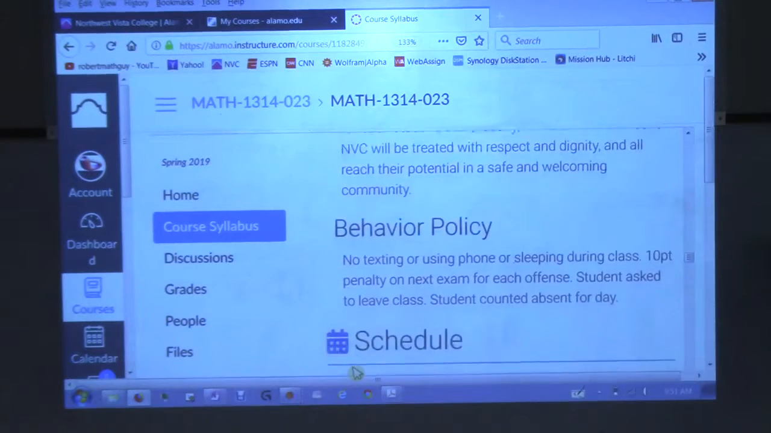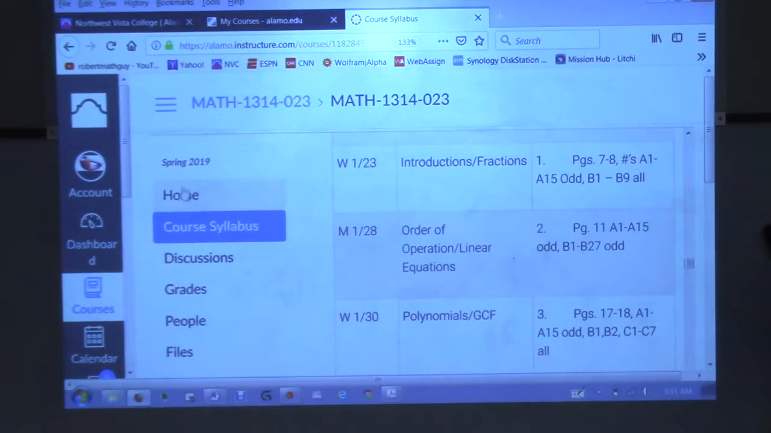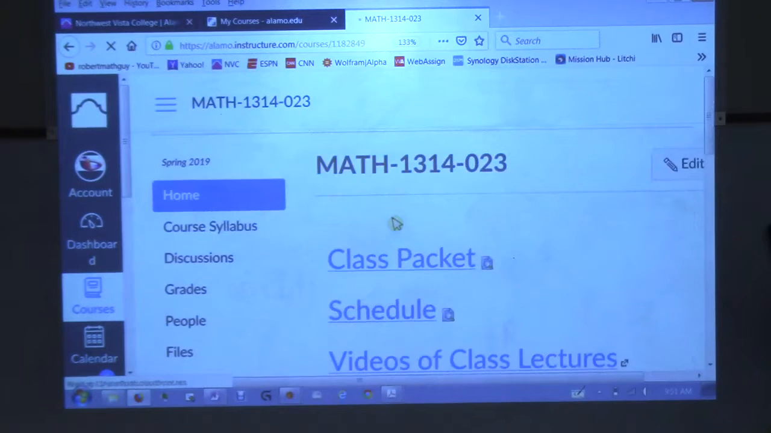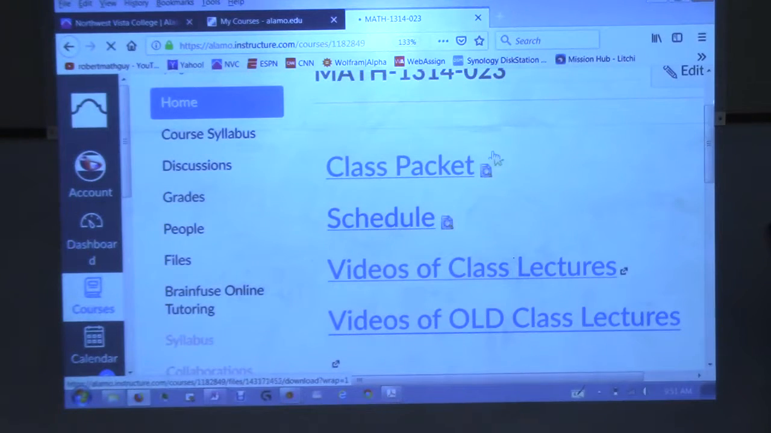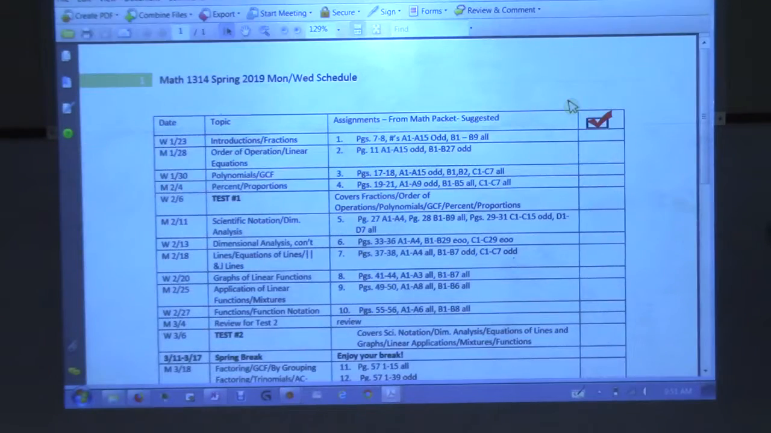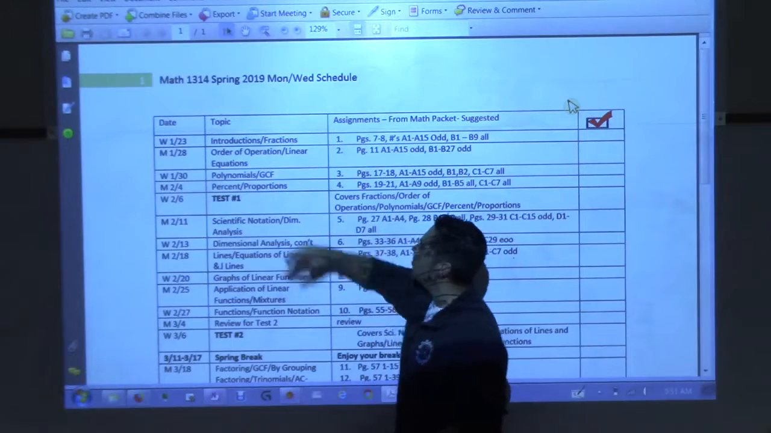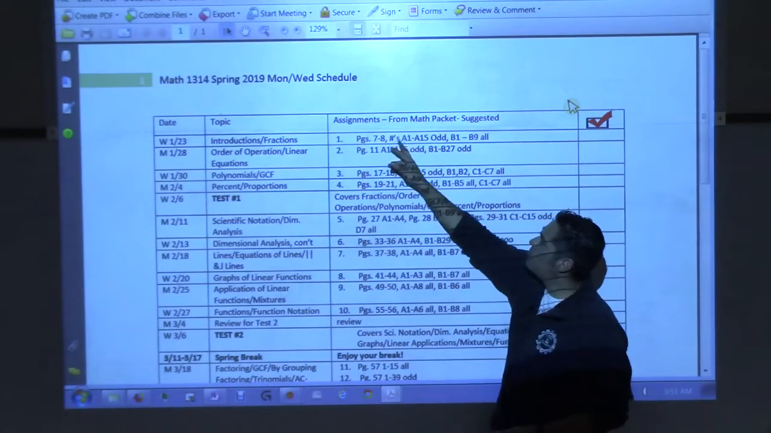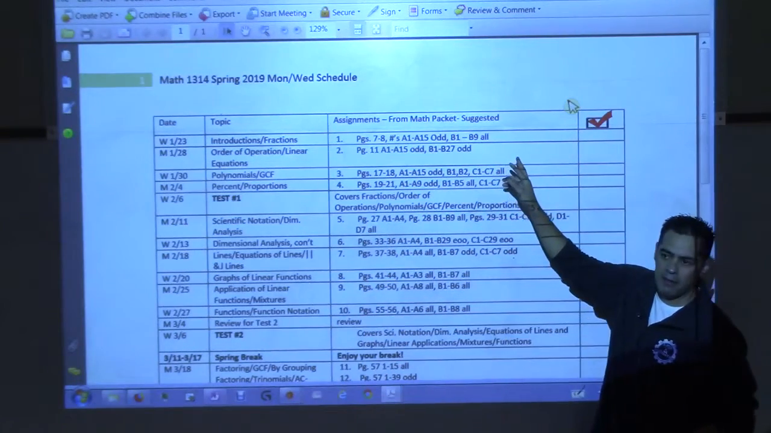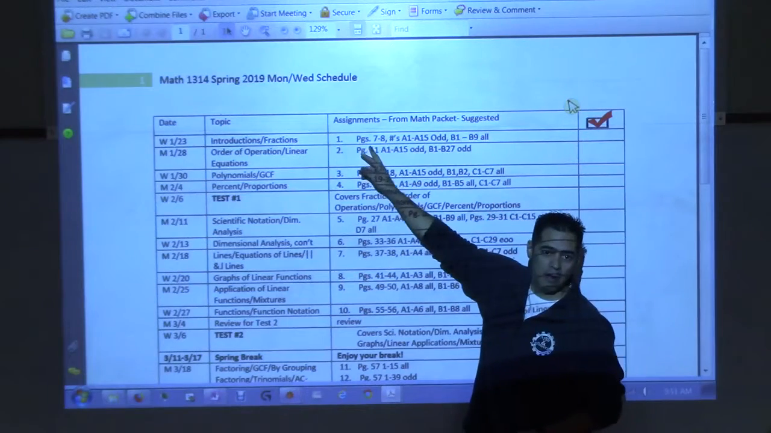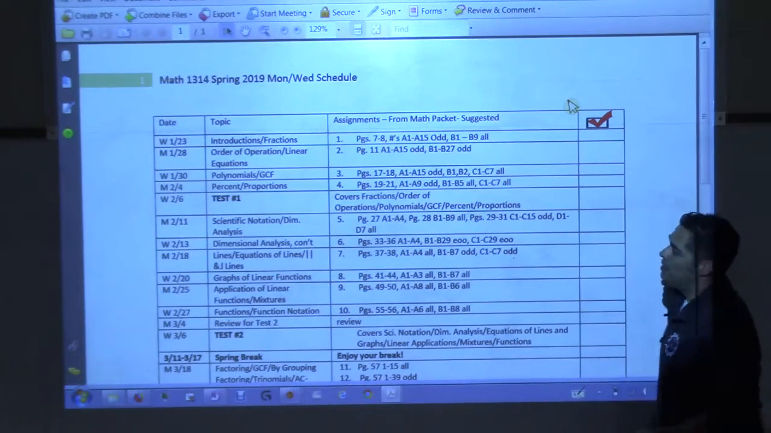All right, we have a schedule. I'll show you. This is the schedule in the syllabus, but there's a better one that you can print out right here. And this kind of shows you day by day what we're going to do. All right, and this is tentative. It might change. It depends. But like today, introduction, and we're going to talk about fractions. And then here's your homework for tonight, out of that packet. And then we just keep proceeding.